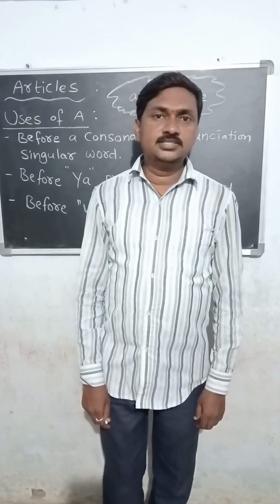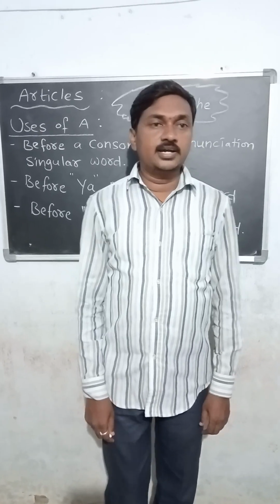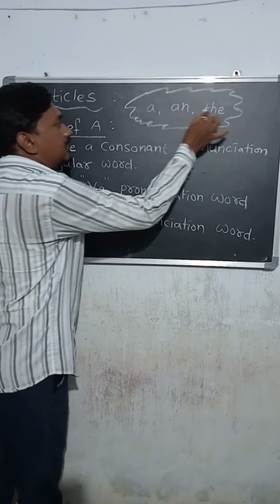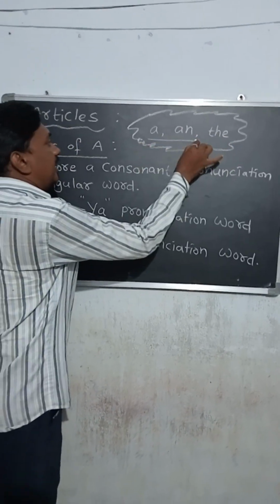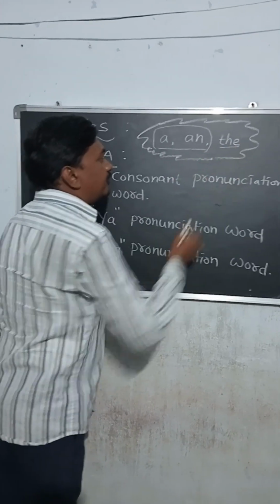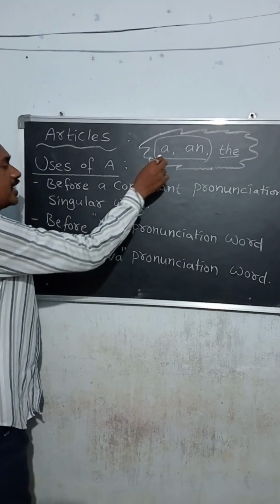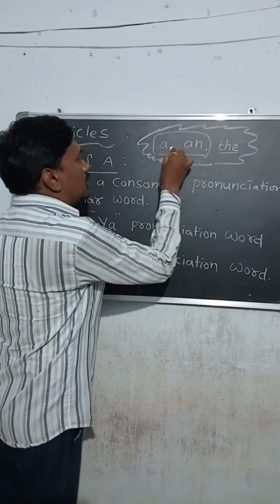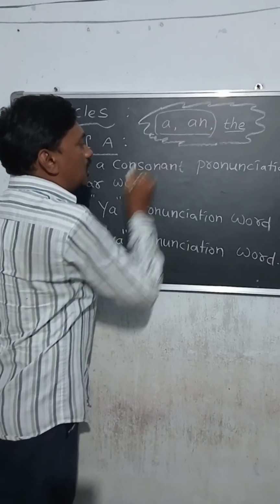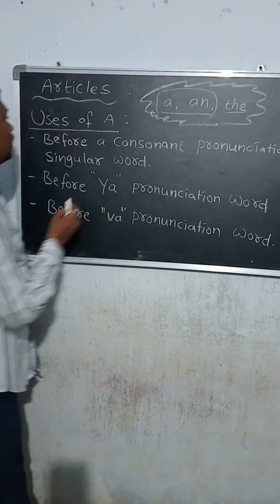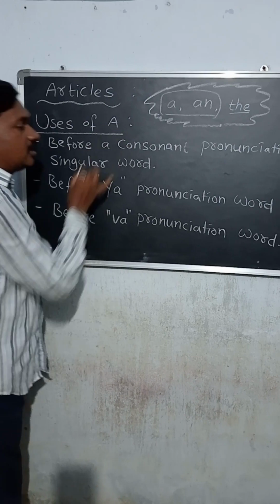So today I am going to teach you articles. Here there are three articles: A, an, and the. The articles a and an are indefinite articles. The is the definite article. Okay. So there are three articles. Article a and an are called indefinite articles. The is a definite article.